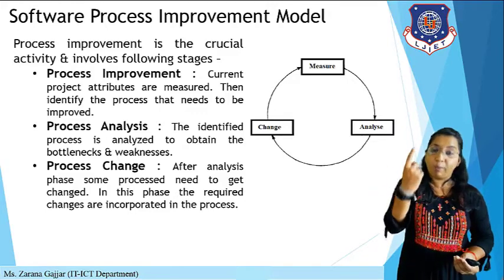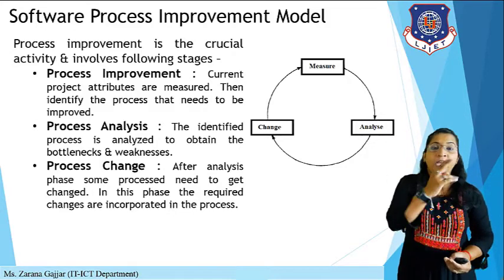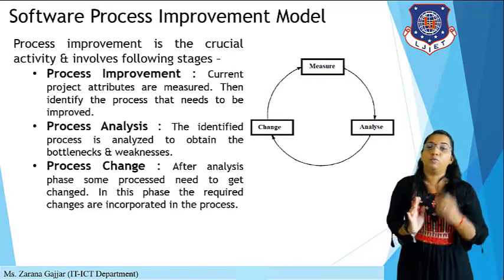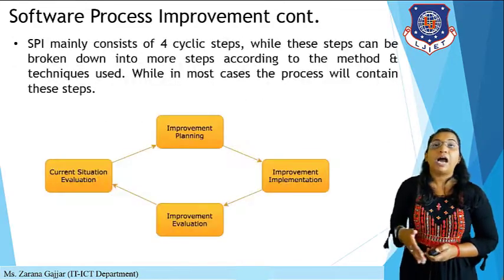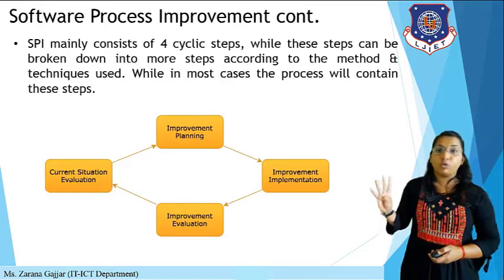Starting from first, you have to measure what change you require, then you have to analyze that particular change, and you need to perform the change actually. Okay, so this is the actual process of software process improvement. Now let's understand what the 4 cyclic steps are. SPI mainly consists of 4 cyclic steps.